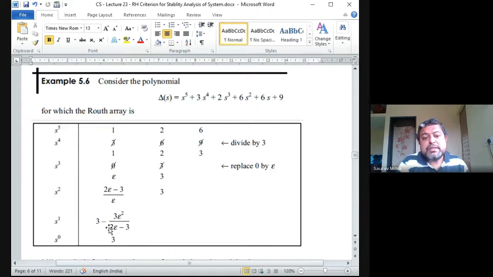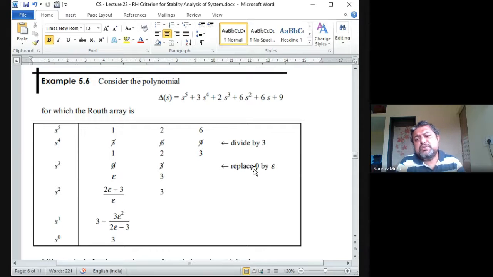So what we do is, whenever the first element or pivot element of any RH criteria becomes 0, the solution is to replace it by a very small positive number, which is given by epsilon. So it is given here. Replace 0 by a very small positive number. Very small, how small? We don't know. So it may be 0.0000001. Okay.